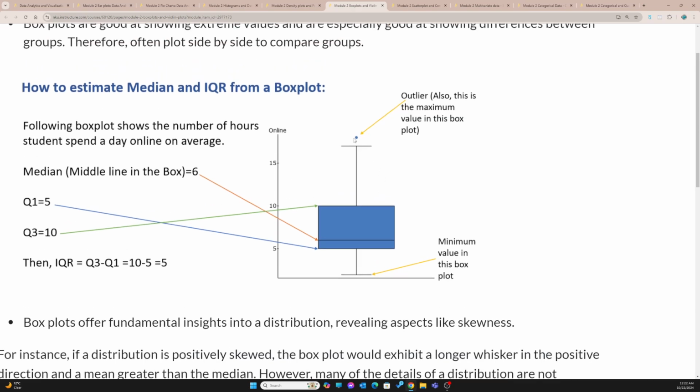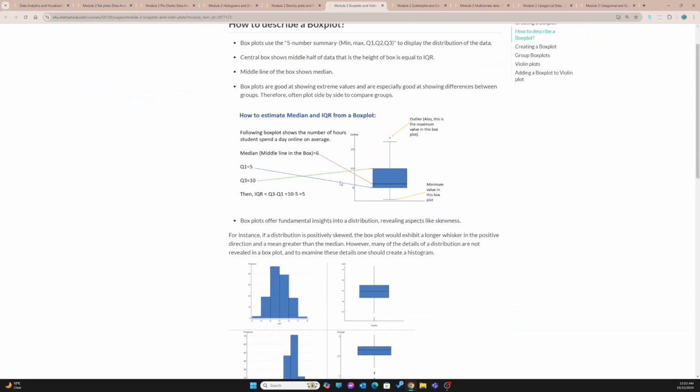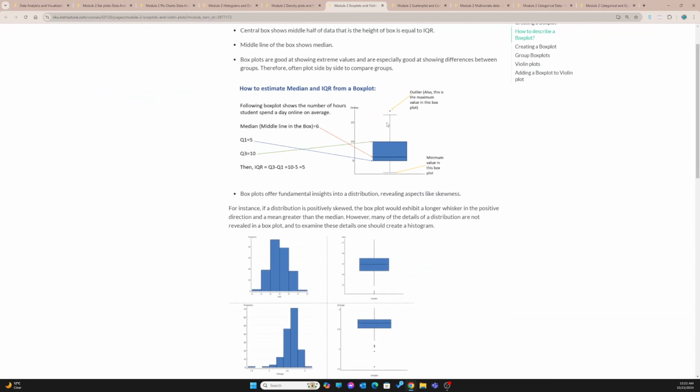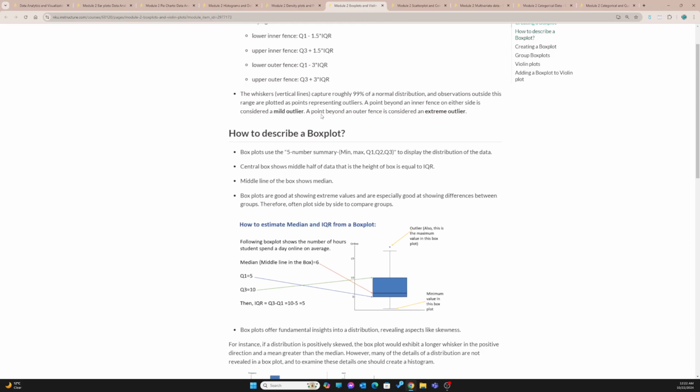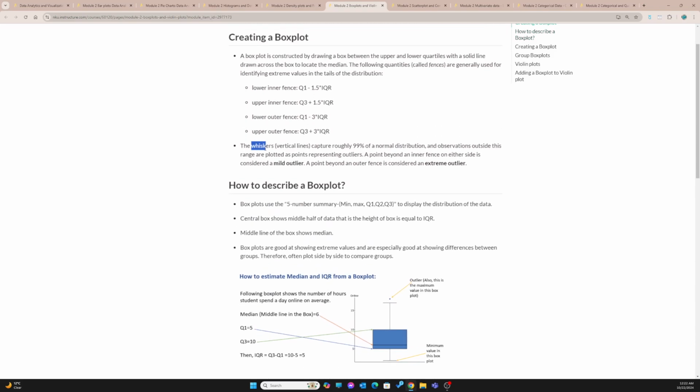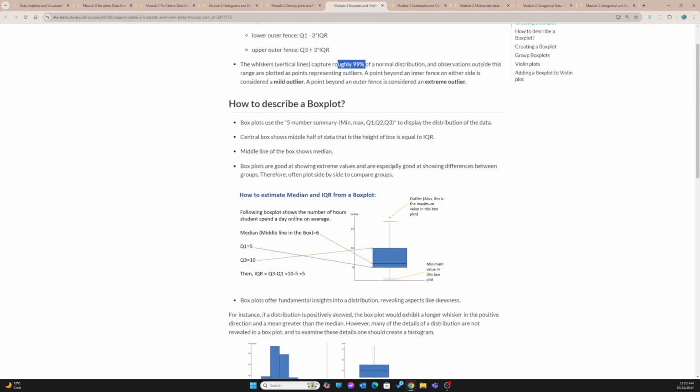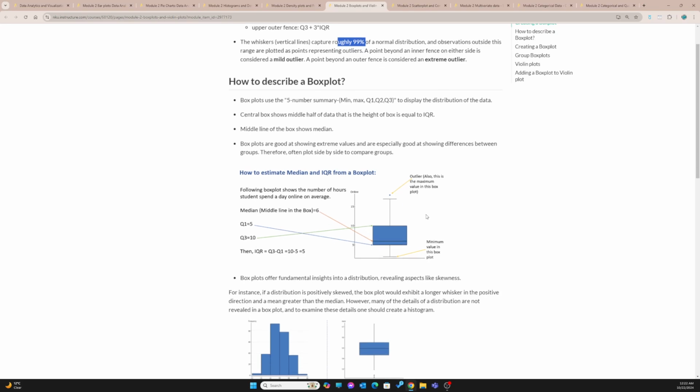So this point over here is an outlier. This is the third quartile. This is the first quartile. This is the median. This is the minimum. This is the maximum value. Anything outside of this minimum and maximum is considered an outlier. I mean the minimum and maximum whisker values. These are called whiskers. As you can see, whiskers. They capture roughly 99%, but anything outside of this 99% is an outlier.